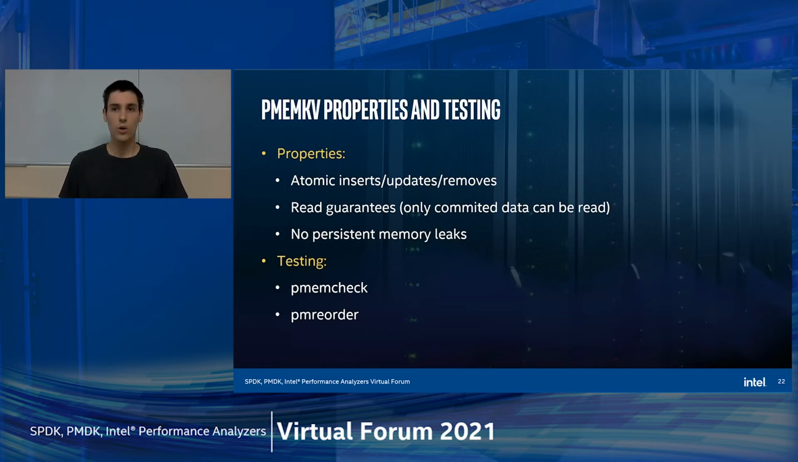That's why we have a few tools which help us with that, mainly pmemcheck and pmreorder. Right now, I would like to present a few common mistakes which violate the properties I mentioned. After that, I will show a framework which we use in pmemkv to guarantee consistency, atomicity, and avoid those memory leaks. I will use CSMAP as an example.